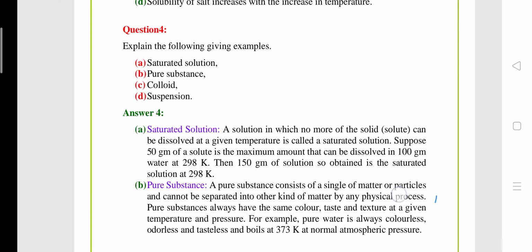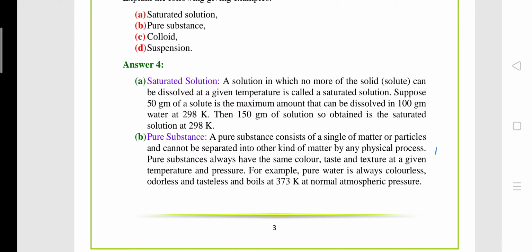That level is the time when the solution is a saturated solution, and that level is the saturation level for that particular solvent. Next is pure substance. A pure substance consists of a single kind of matter or particles and cannot be separated into other kinds of matter by any physical process.